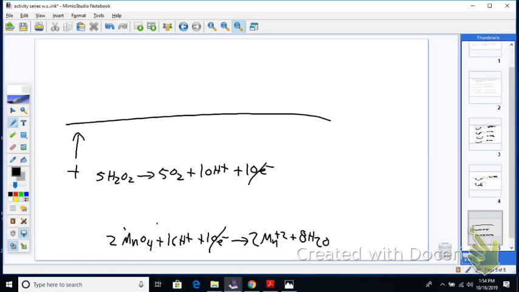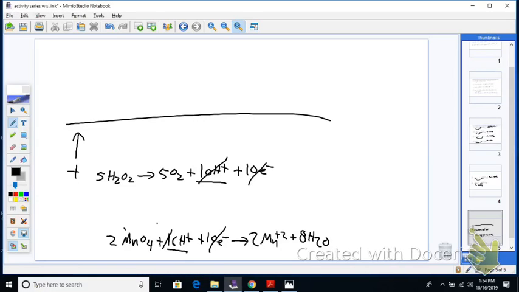We could do the 16H and the 10H. So if you see the 16H and the 10H, well, 10 of those 16 are canceled out. So you'll cancel out these, and you'll be left with 6 H plus. Is anything else canceled? I don't think so.